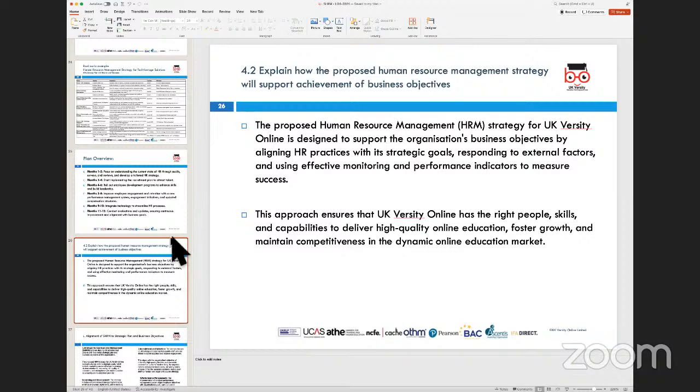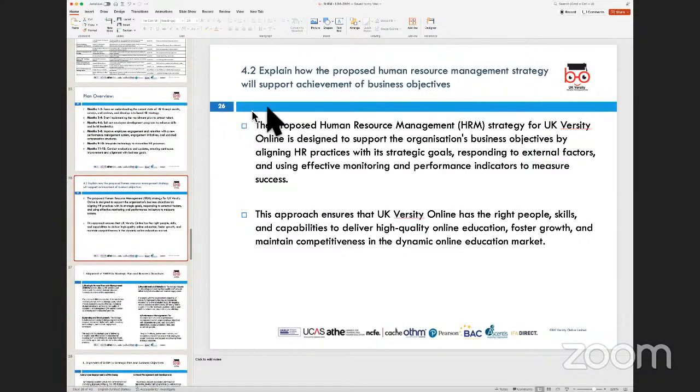Thank you. Now let's go into the second criteria, which talks about the proposed human resource strategy to help in supporting and achieving business objectives. Here, what we are saying is once you've drawn up a plan, how do you show that it helps in the achievement of business objectives? Again, following up with the named organization that you've taken, you need to follow it through for this part of the assessment criteria as well.